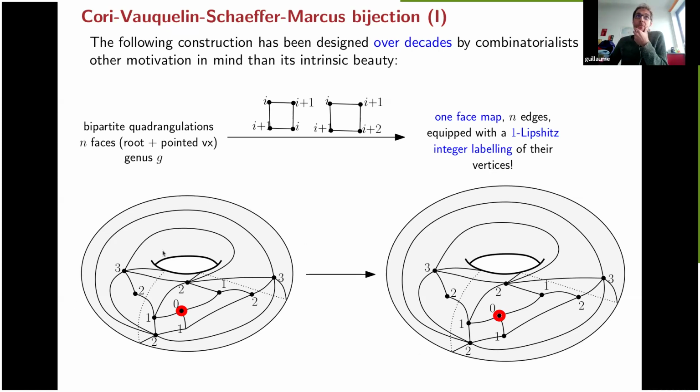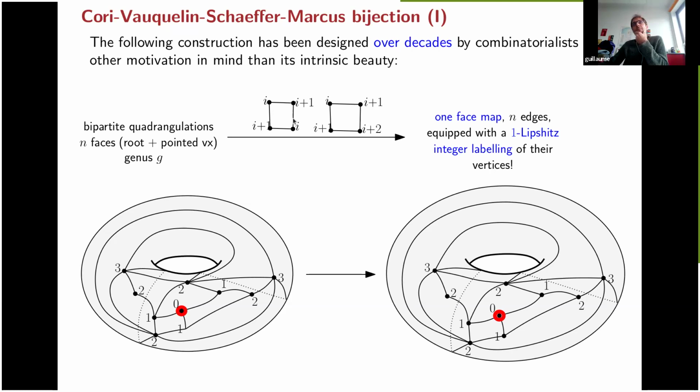So it goes like this. You start with a bipartite quadrangulation with n faces, and let's say there's a root somewhere, but I will not talk about the root. But there is a pointed vertex somewhere. So this one in red. And now I will do some construction. So first, I label the vertices of my graph with the distance to the pointed vertex. So the pointed vertex has label 0, its neighbors have label 1, neighbors of the neighbors have label 2, and so on. And now, I make the following observation.